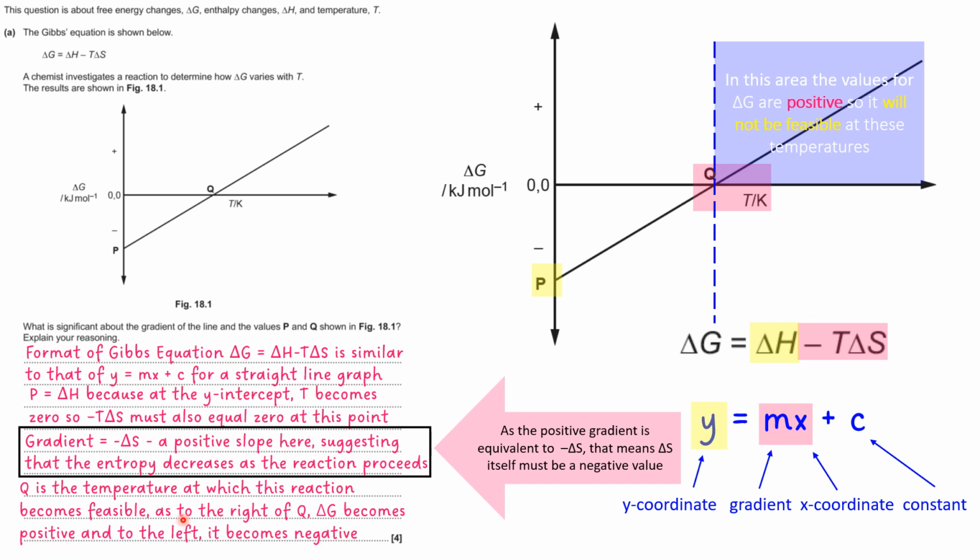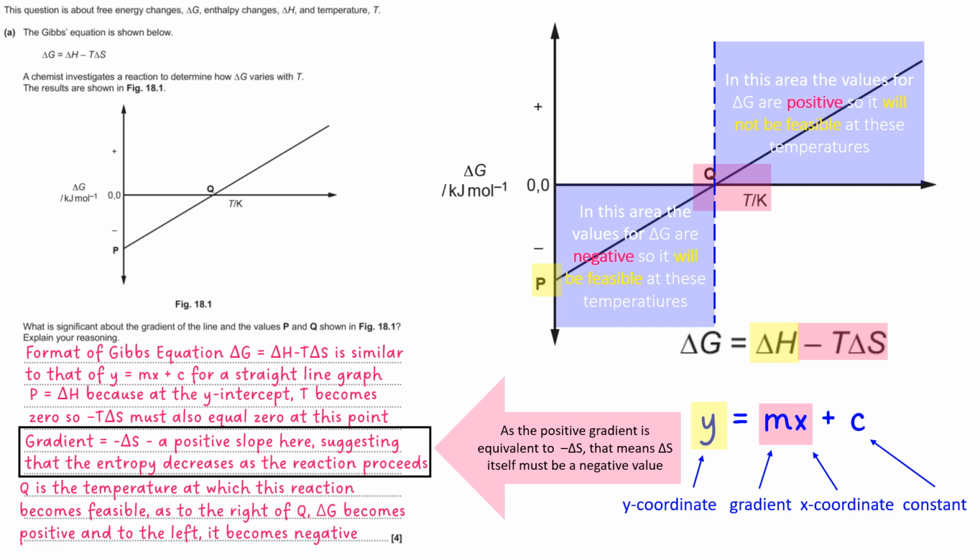So just moving on a little bit from what I said a moment ago, in the area that's shaded blue to the right of point Q, the values for delta G are positive because they sit above 0 on the y-axis. So they're equivalent to these values here. So the reaction won't be feasible at these temperatures. If you move to the left of point Q, following the line, here the values for delta G are negative, so it will be feasible at these temperatures. So what this must mean is this reaction, as you increase temperature, must get less and less feasible.